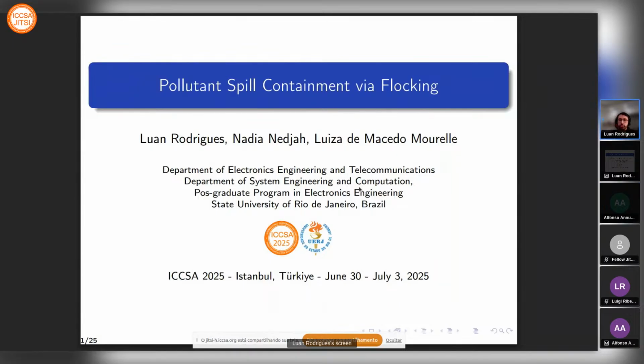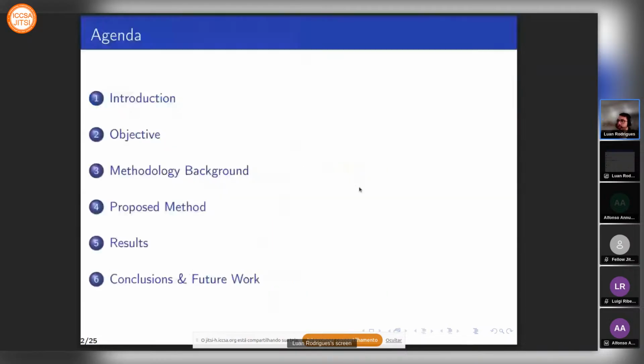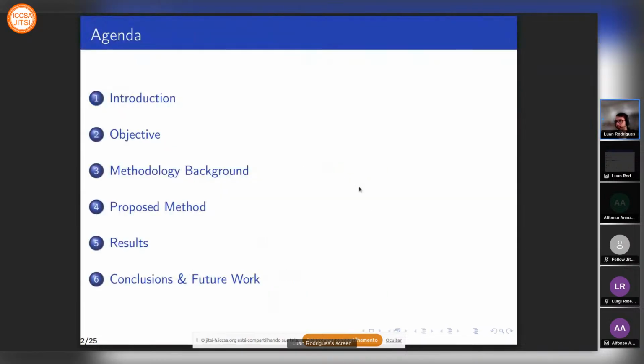Okay, thank you. First of all, good morning, everyone in Brazil, and good afternoon for everyone in Turkey. Here I'm presenting the work developed by Milo Rodrigues, Professors Nadia and Luisa, and it is about the pollutant spill containment via flocking. So here is our agenda today. We are going through an introduction about the subject, the object of this work, the methodological background, the proposed method, the results, final conclusions, and future works.